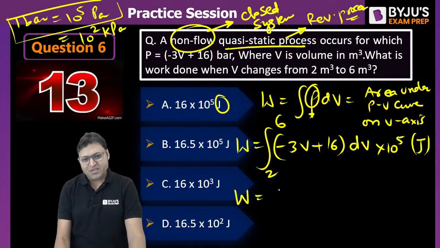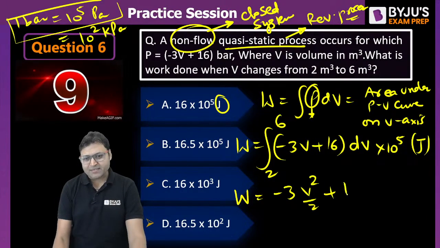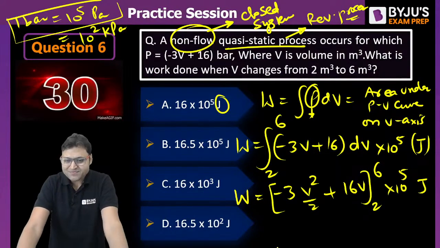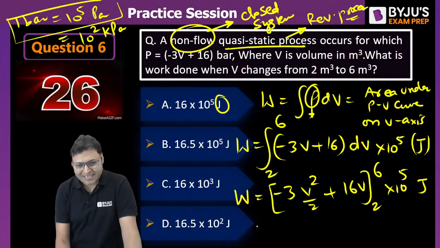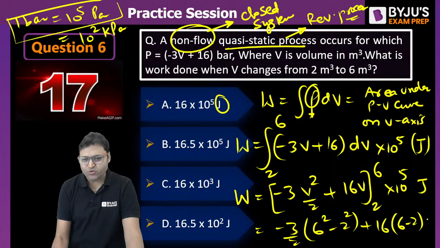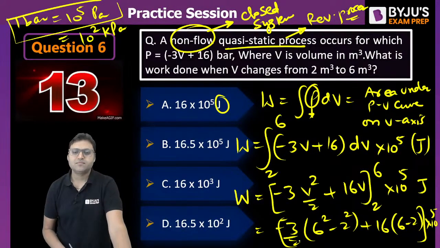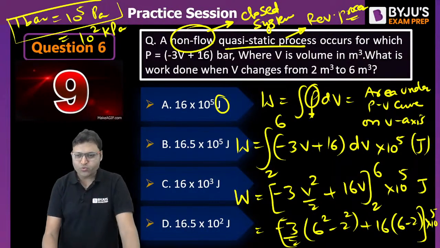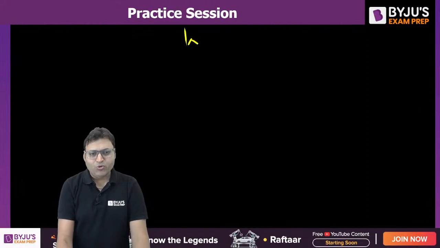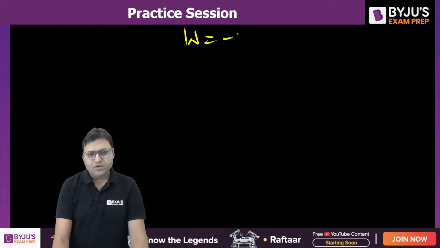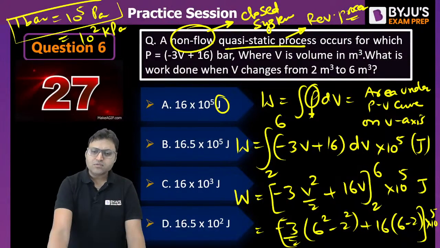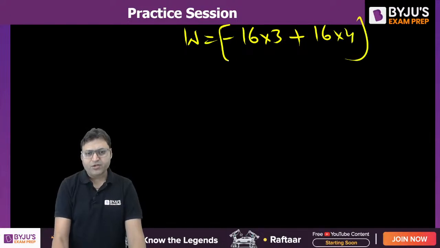So do the integration. We can say minus 3 times V square by 2 plus 16V, with the limit 2 to 6, into 10 to the power 5 joule. What is the correct answer? We can say minus 3 by 2 into (6 square minus 2 square) plus 16 into (6 minus 2), into 10 to the power 5. 36 minus 4 is 32, divided by 2 is 16, into 3. So W is equal to minus 16 into 3 plus 16 into 4, into 10 to the power 5 joule.